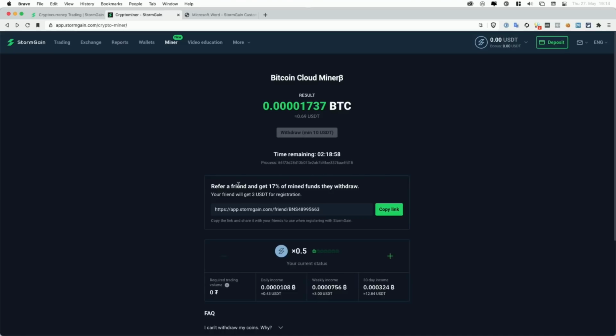First of all, if you use the link in the description down below, you will receive free USDT already for creating your account. And you can obviously do the same. Once you create your account, you can copy your referral link from the mining section and share it with your friends and family. And when they sign up, they will receive free USDT as a bonus as well. And on top of that, for all the funds that the users who sign up with your link withdraw, you will receive a 17% commission on that. So that's the second way to increase the funds.